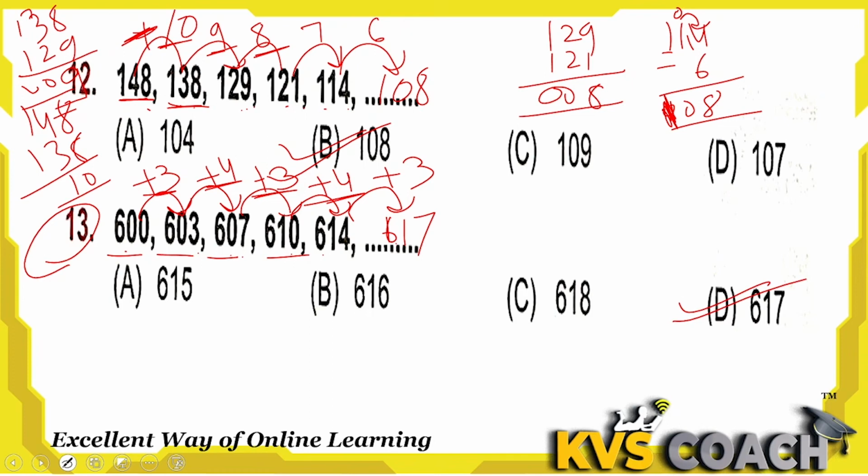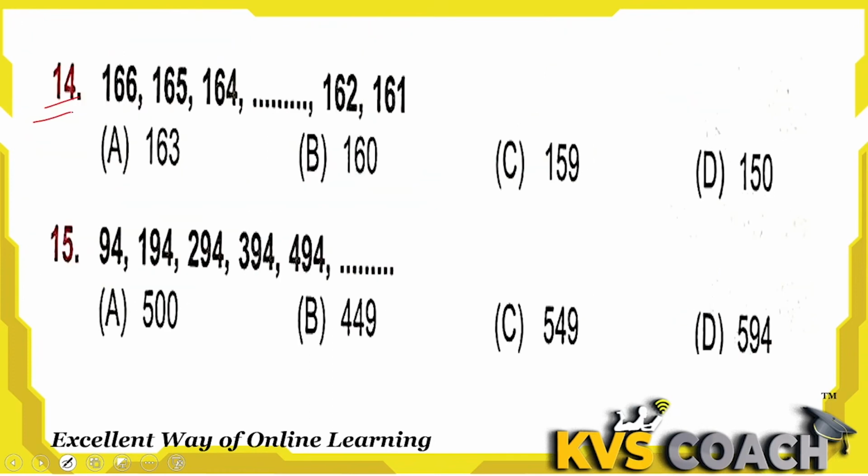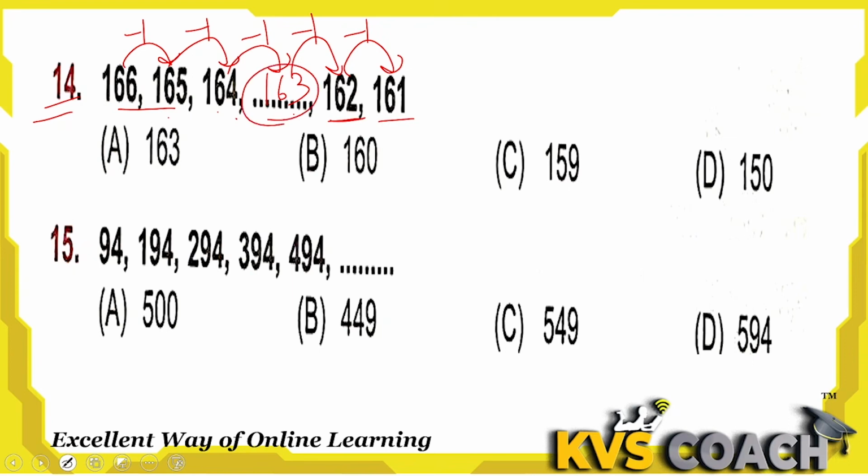So 617 is the right answer here. Okay, 13 is D. Next question is 166, 165. Here minus 1. 165, 164, again minus 1. So here 162, 161, again minus 1. So let's take minus 1 again. So minus 1 here, 164, minus 1, 163, and 163 minus 1 is 162. So it means 163 is the right number. So A is the right answer here.